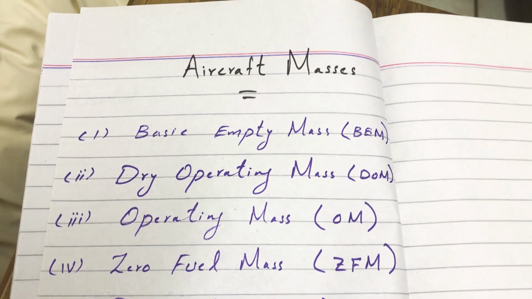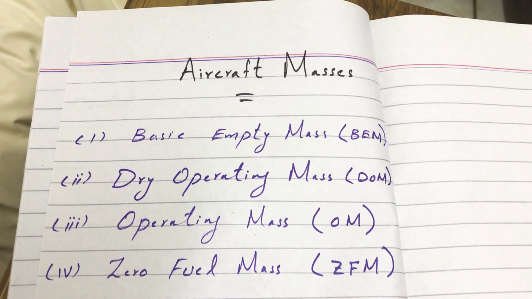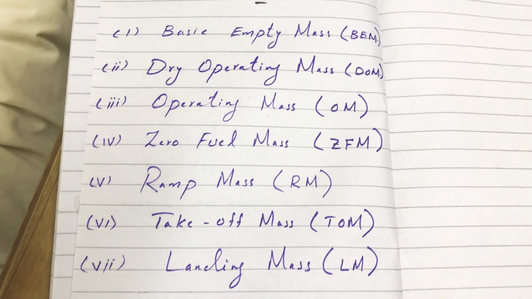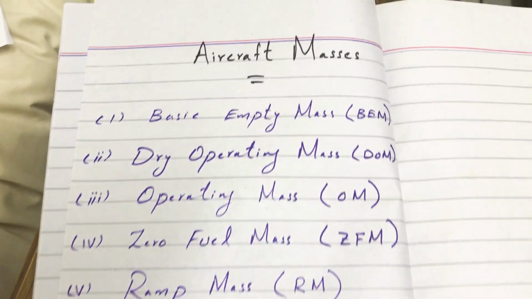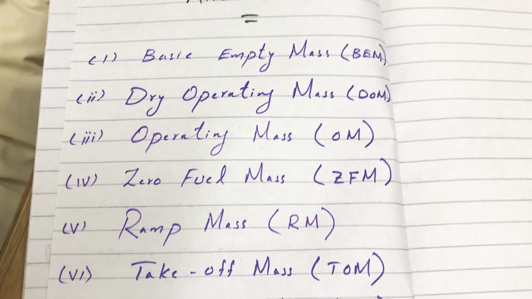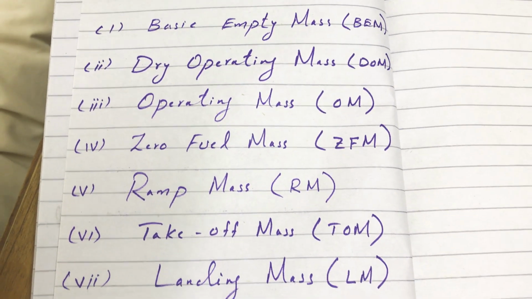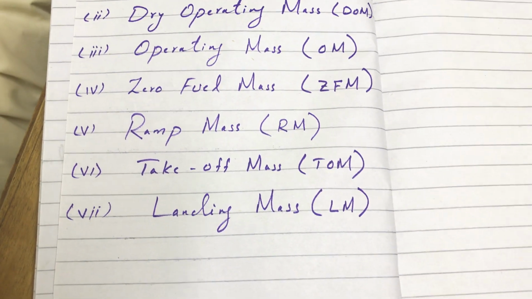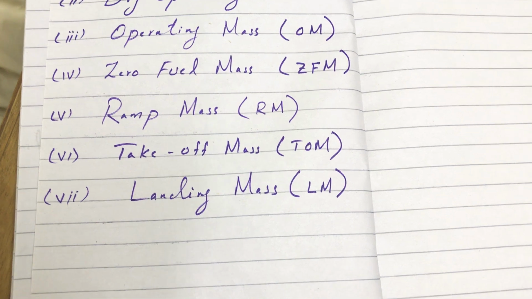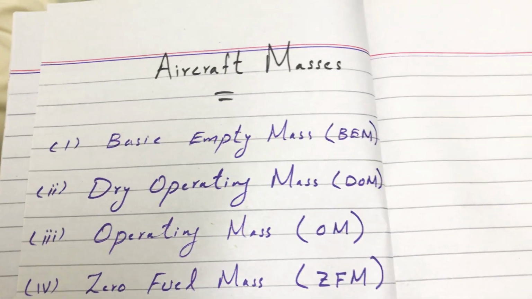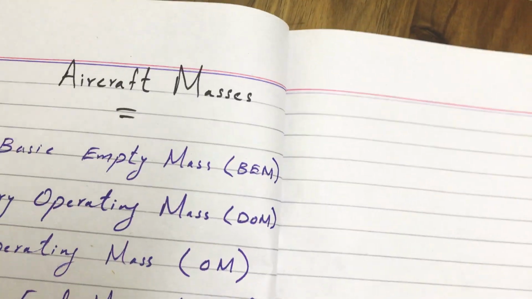Today we are discussing different aircraft masses. These are our masses. Number 1 is basic empty mass. Number 2 is dry operating mass. Number 3 is operating mass. Number 4 is zero fuel mass. Number 5 is ramp mass. Number 6 is takeoff mass. And number 7 is landing mass. Let's begin with basic empty mass.